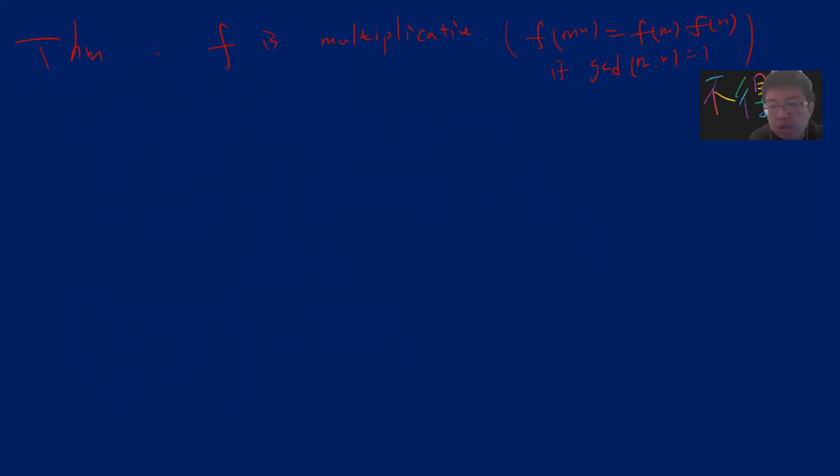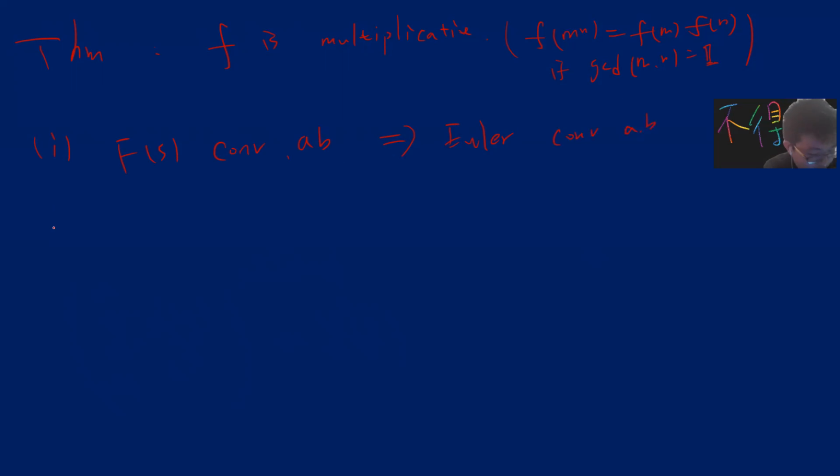So if they are compared to each other, which is 1. Okay, and then you can try. Okay, so now in this case, we have if f of s converges absolutely, then the Euler product also converges absolutely. Okay, the second one is that this f of s converges absolutely if and only if the sum of f of p to the m, over p to the ms, is less than infinity.